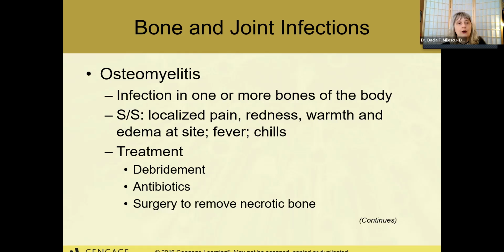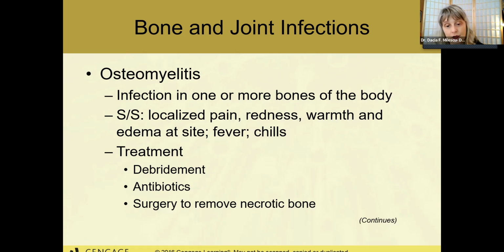All right. So the infection could be in one or more bones of the body. You want to definitely do blood cultures and call infectious disease. You would probably envision not just the bone infected, but the adjacent tissue. There could be accompanying necrosis, definitely erythema, which is redness, pain, which is dolor, edema, which is swelling, fever, chills, all of it. The treatment obviously is debridement, IV antibiotics, and surgery to remove necrotic bone.